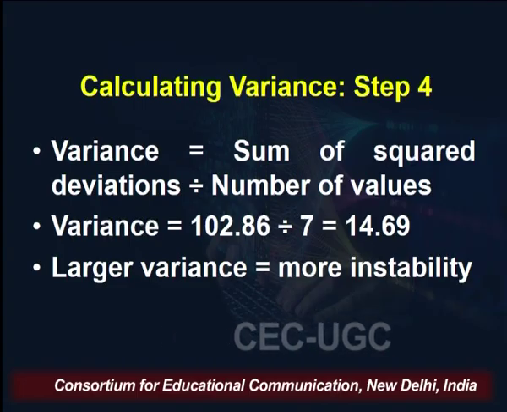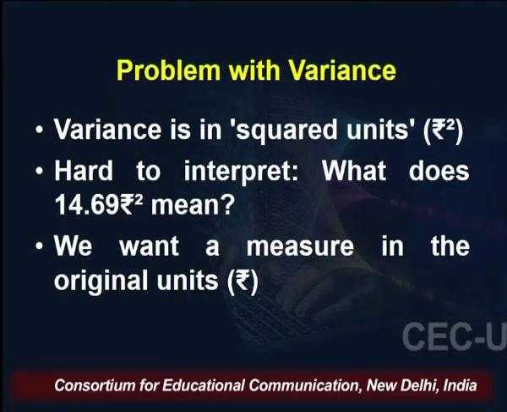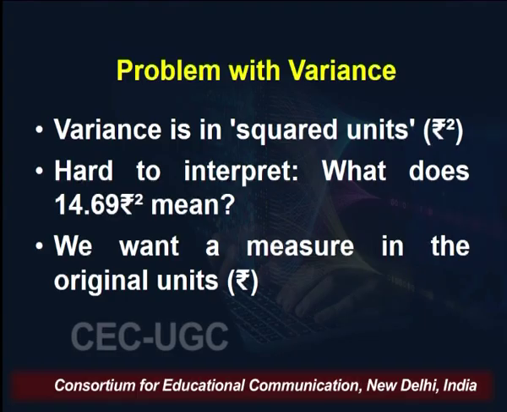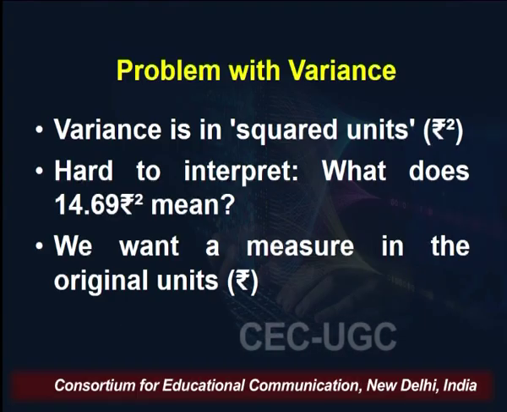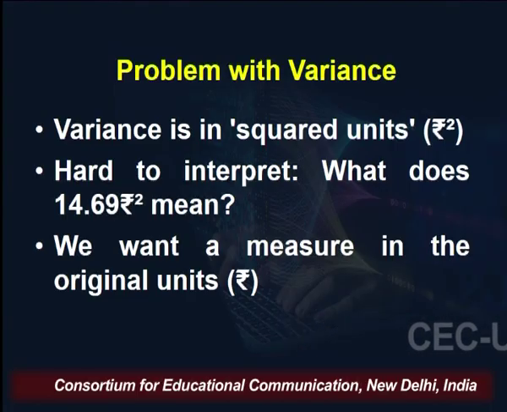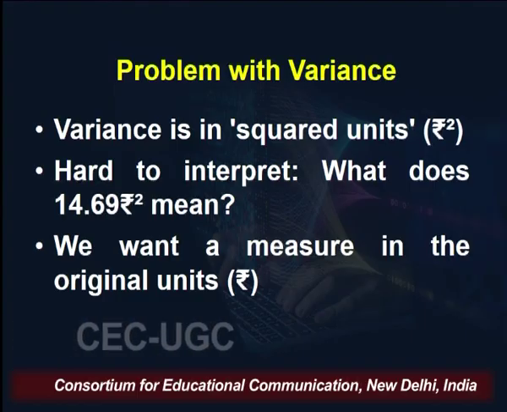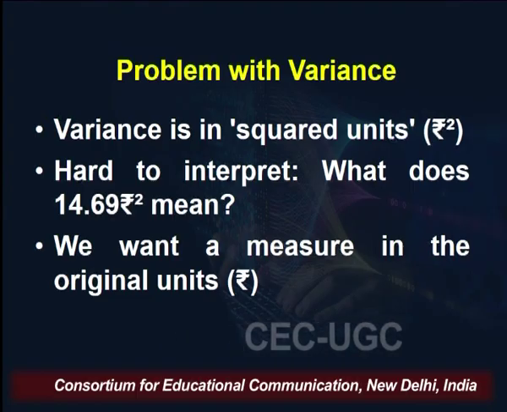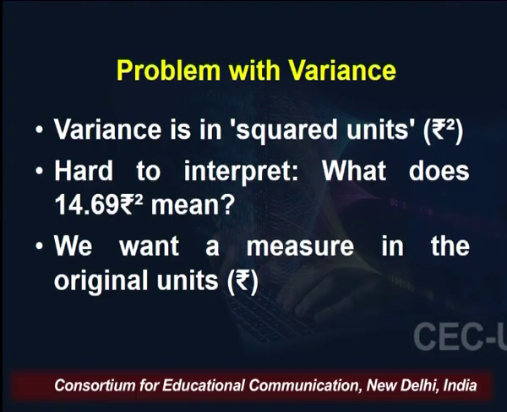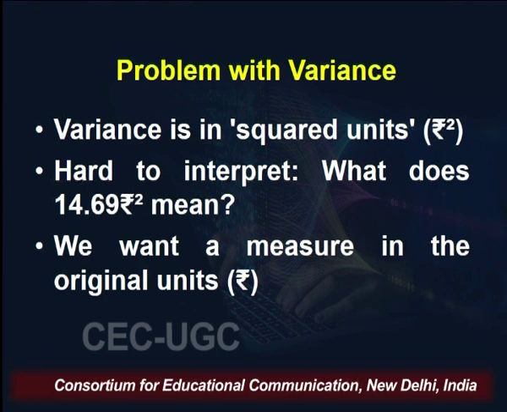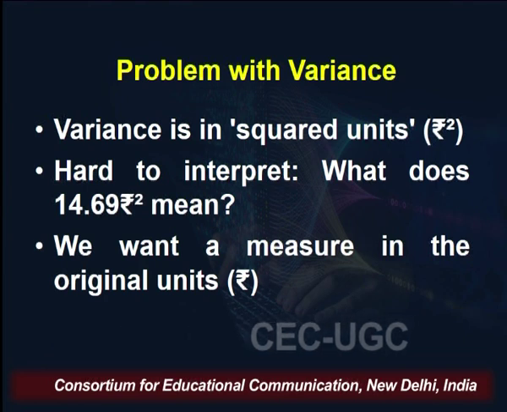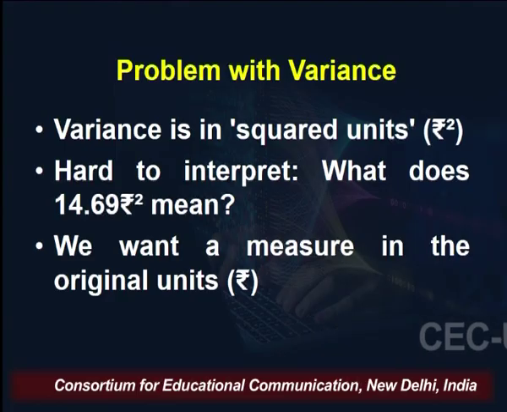The larger the variance, the more the instability. It tells us how far apart a typical value is from the mean. However, the variance also faces a problem. You would see when we squared the prices, the variance became in squared units and our variance was 14.69 rupees square. Now you can ask a very genuine question, what does 14.69 rupees square mean? Physically it does not mean anything, hence we want a measure in the original units.